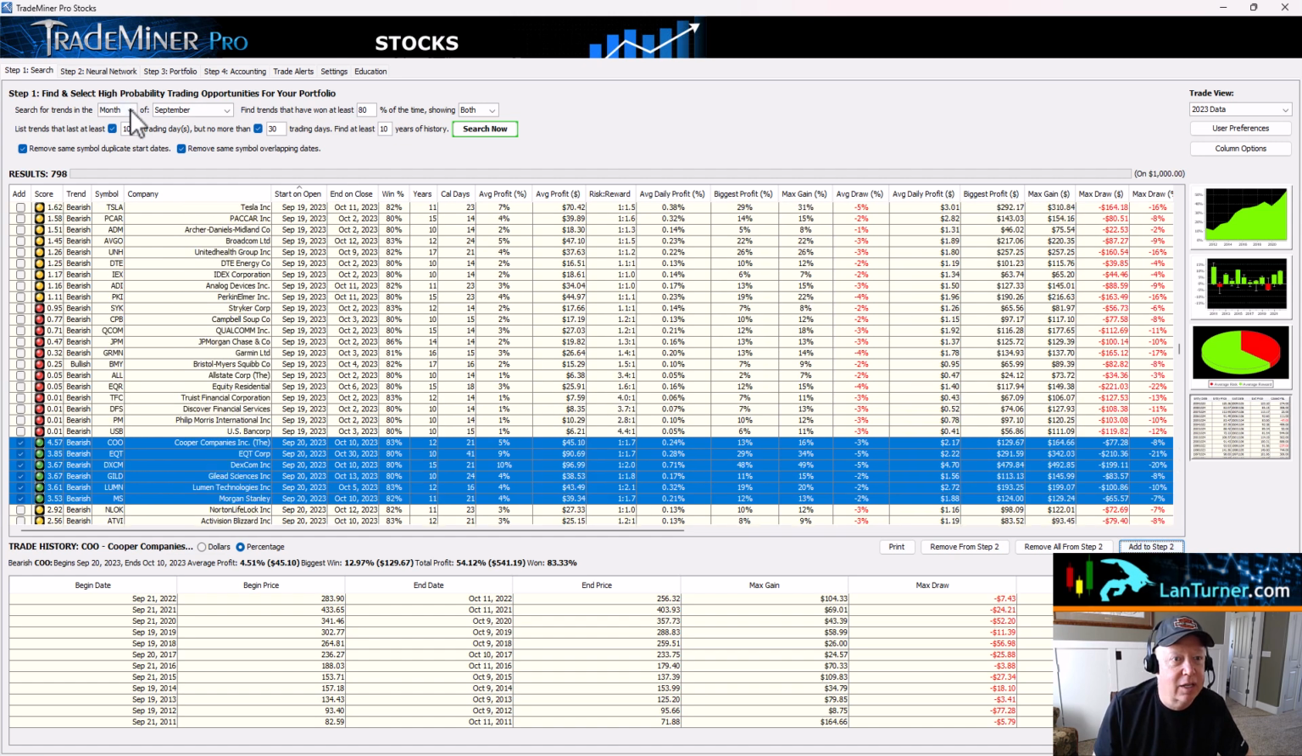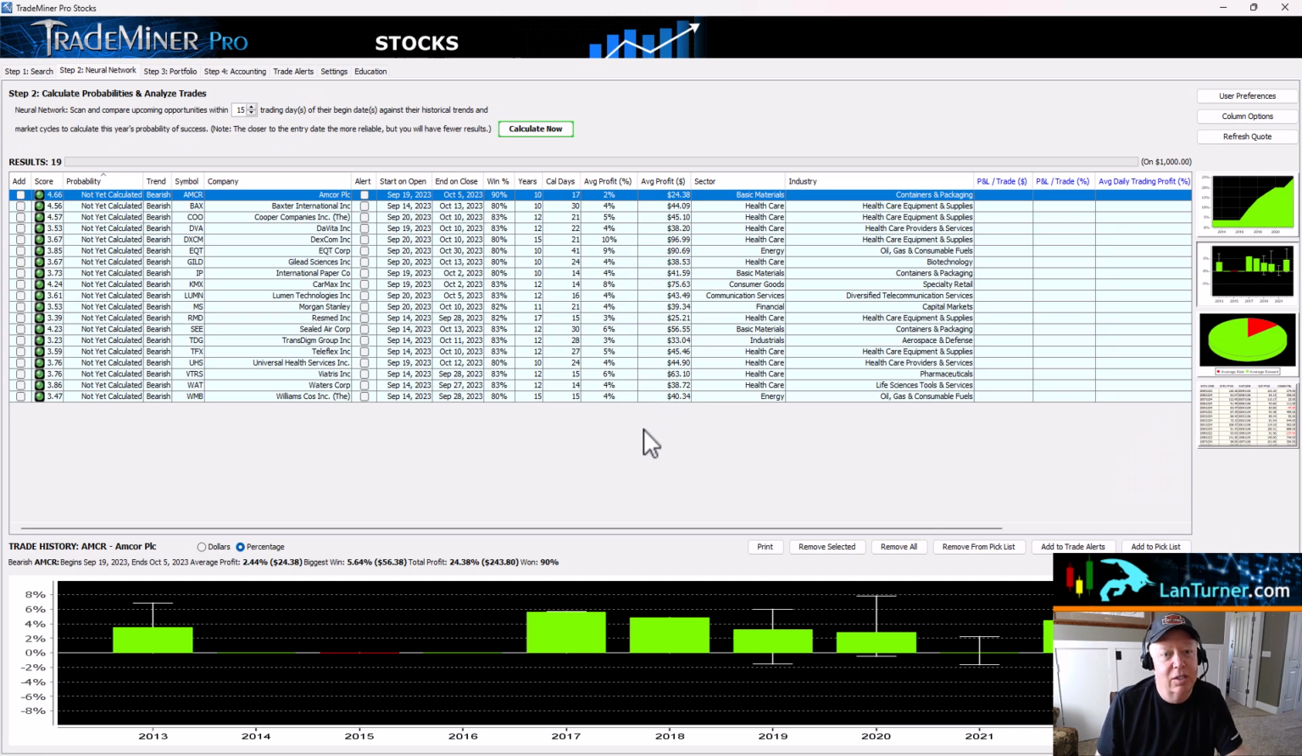Let's come into our neural network. Now, this is the neural network. The neural network scans and compares upcoming opportunities with 15 trading days until the beginning of the date against the historical trends. Of course, it's going to be more accurate the closer we get to the date that they take off, so 15 is as far out as we can go. It uses market cycles to calculate this year's probability of success. The closer to the entry date, the more reliable, but you will have fewer results.